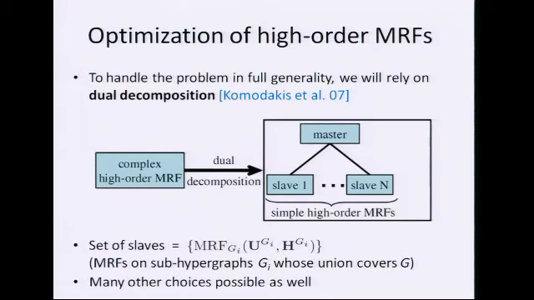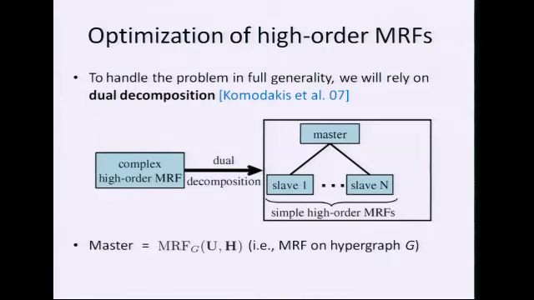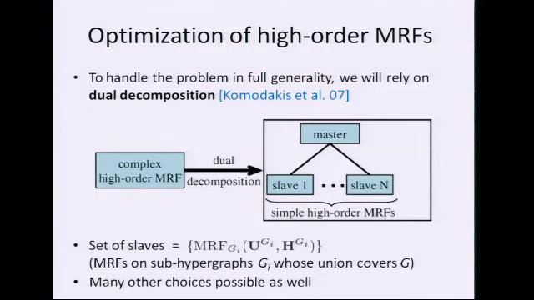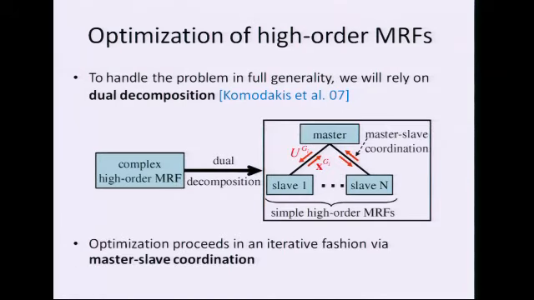So how am I going to do that? I'm going to have a hypergraph which has the global view, which is here. This is my master. And then I'm going to just decompose my problem the way I want, such that every slave gets a subproblem. And if I take the union of all slaves, I have my original problem. Many other choices exist as well.